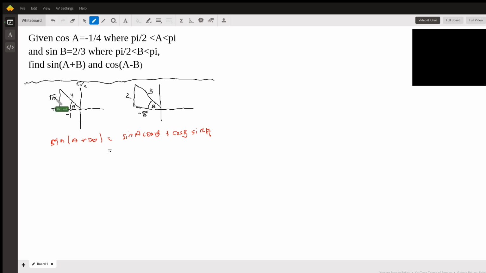So the sine of A you can see is root 15 over 4. Cosine B is going to be negative root 5 over 3. And those get multiplied. And then we have cosine of B, which is negative root 5 over 3.